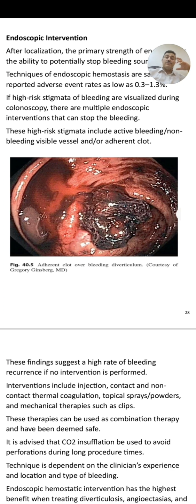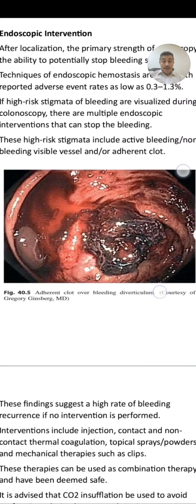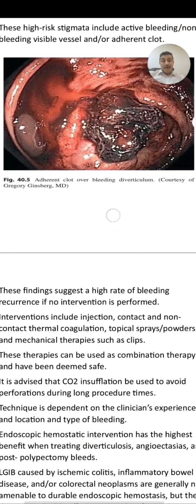Okay. And we have to remember that there are certain findings on endoscopic evaluation that can predict bleeding, rebleeding or recurrence, and these include visualization of active bleeding, visible vessels and adherent clot. In other words, if I see on colonoscopy these findings, adherent clot or visible vessel that is not bleeding, or active bleeding, these are dangerous findings that should be managed because the risk of bleeding is high. And here you can see the adherent clot in a case of diverticulum.